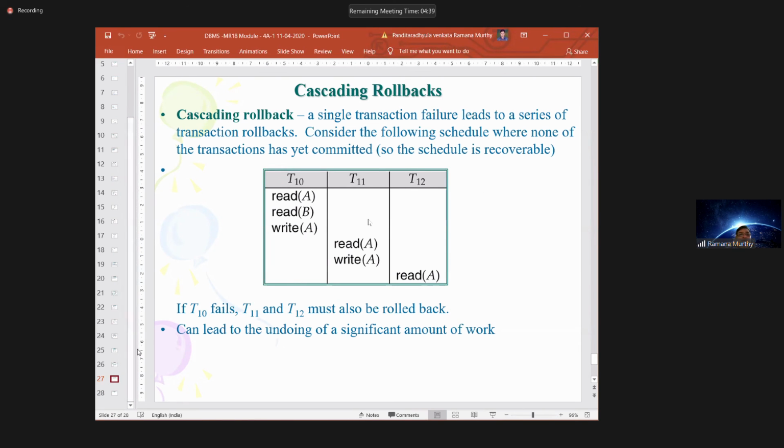So we have identified cascading rollbacks: if one transaction is cancelled, how it affects other transactions. When the cancellation of one transaction does not affect the other transactions, we call it cascadeless. If it does affect them, we call it cascading rollbacks.